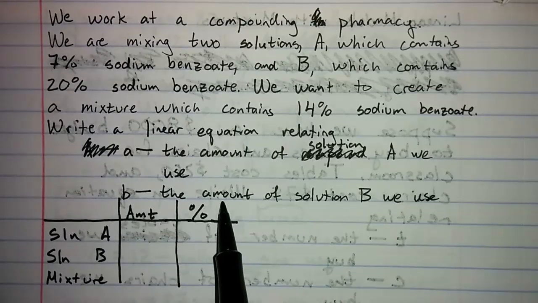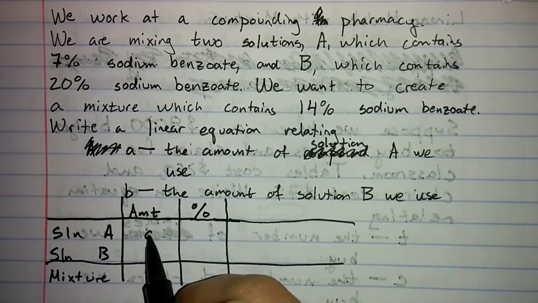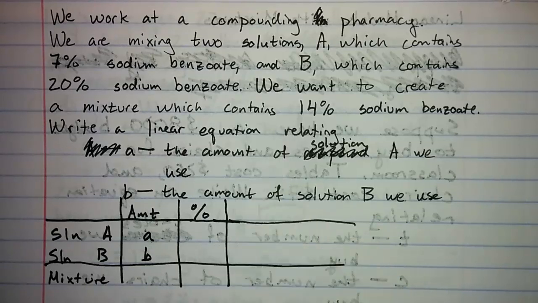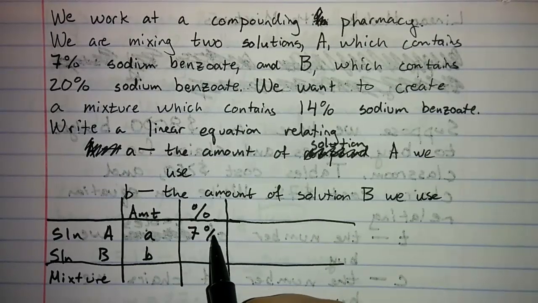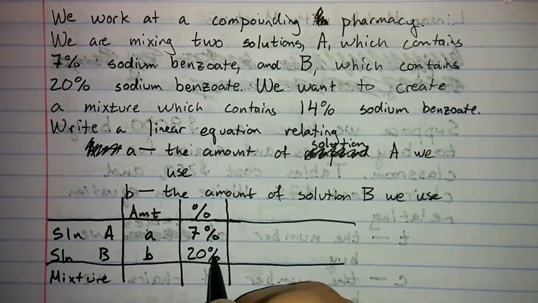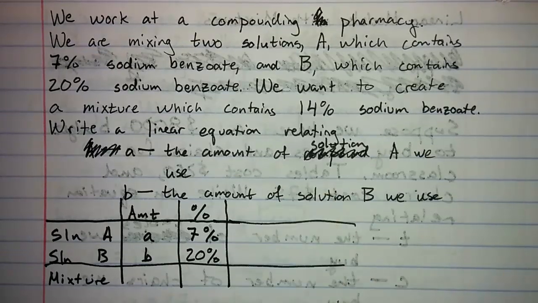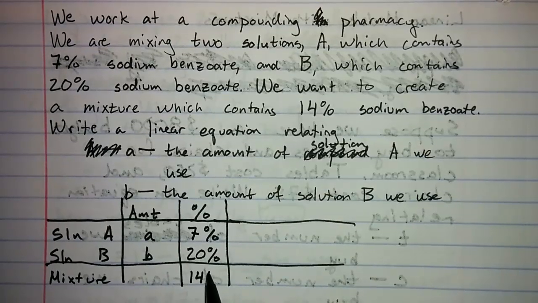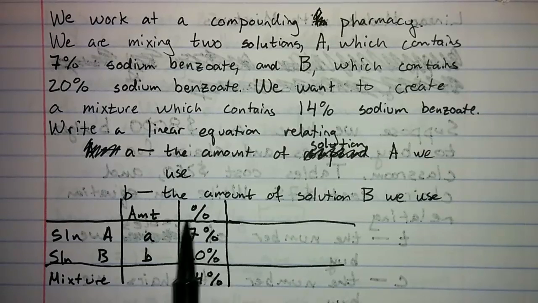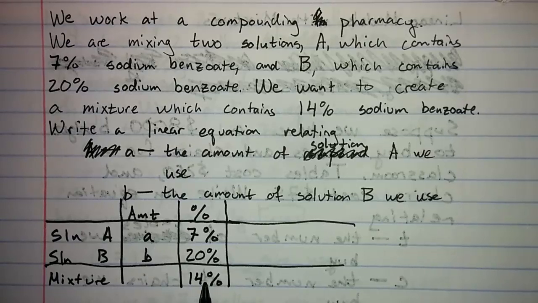So I'm going to make a column for percents as well. So A and B are the amounts of solution A and solution B. Solution A contains 7% sodium benzoate. Solution B contains 20% sodium benzoate. And we want the mixture to contain 14% sodium benzoate. Notice something about this column. It doesn't make sense to add percentages here, right? Because this is 7% of A, 20% of B. These are percentages with different bases, so it doesn't make sense to add them.